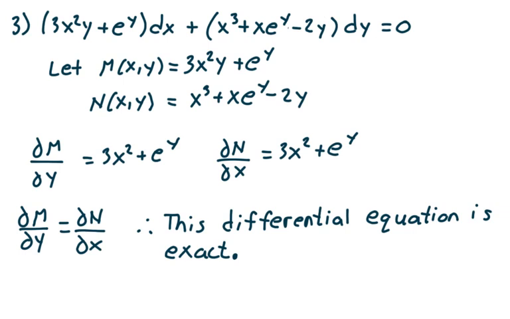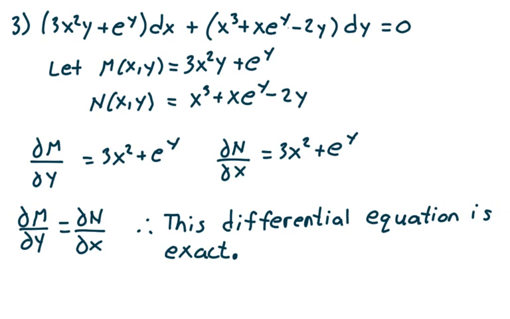The partial of M with respect to y is 3x squared plus e to the y. The partial of N with respect to x is 3x squared plus e to the y. Since the partial of M with respect to y is equal to the partial of N with respect to x, this differential equation is exact.